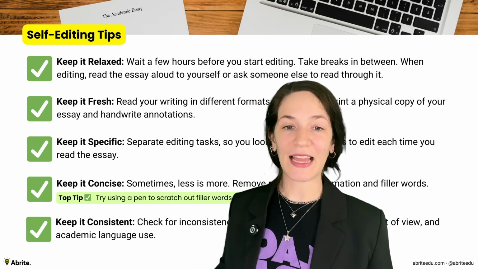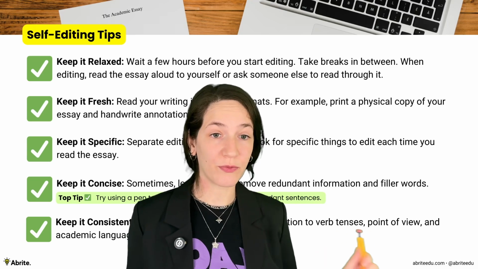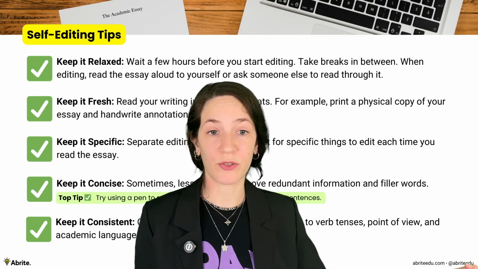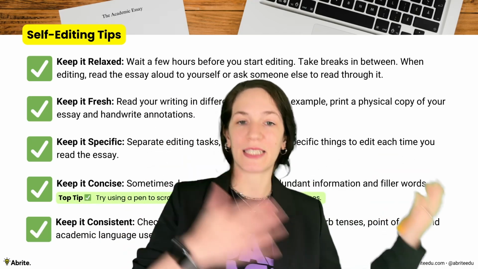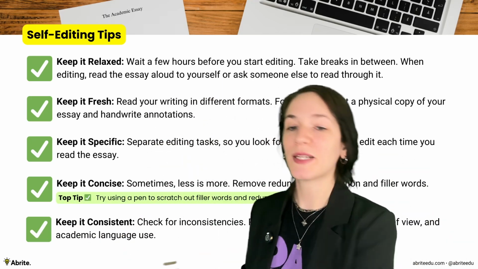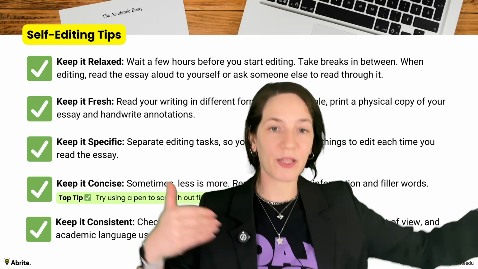And finally, the last tip is to keep it consistent. Some things you can check for is point of view. Make sure you're writing it all in the same point of view, that your verb tenses are all the same, so not half of it's written in past and half of it's written in the present. And make sure your language used is consistent as well. If you're writing formally, write formally throughout the whole thing.